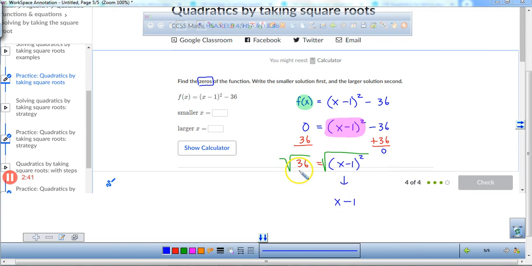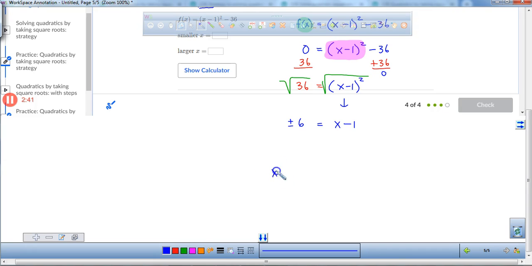Now, what is the square root of 36? Well, the square root of 36 is 6, but once again, you need to remember, when you're solving, we have to do a plus or a minus 6, because technically negative 6 times negative 6 is positive 36 as well. So here's what you have left. I'm just going to use the commutative property here. We're just going to say x minus 1 equals plus or minus 6.